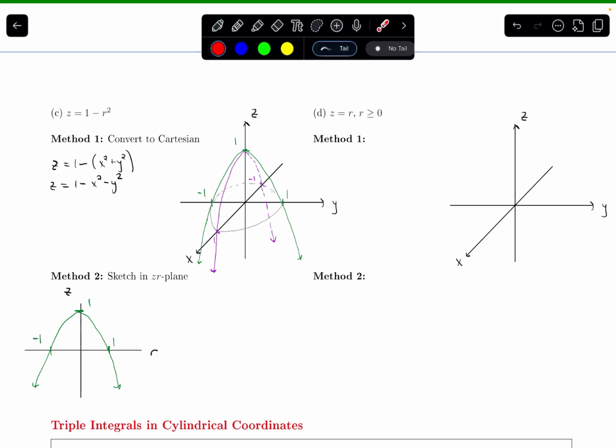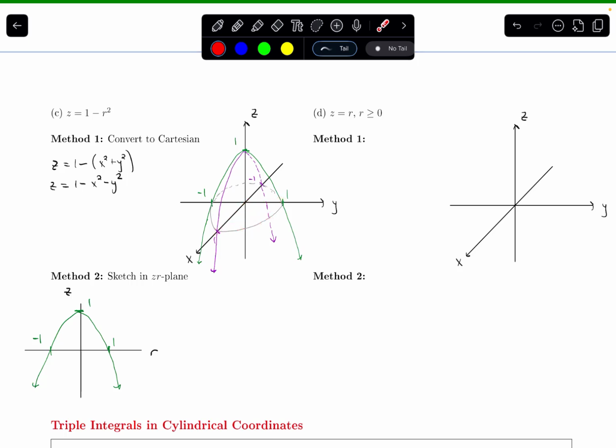And visually what this means is these values of r represent how far out I am from the origin, just on the xy plane. So this would be a distance of 1 on the xy plane. But there's no value of theta given, so I could be anywhere a distance of 1 away.